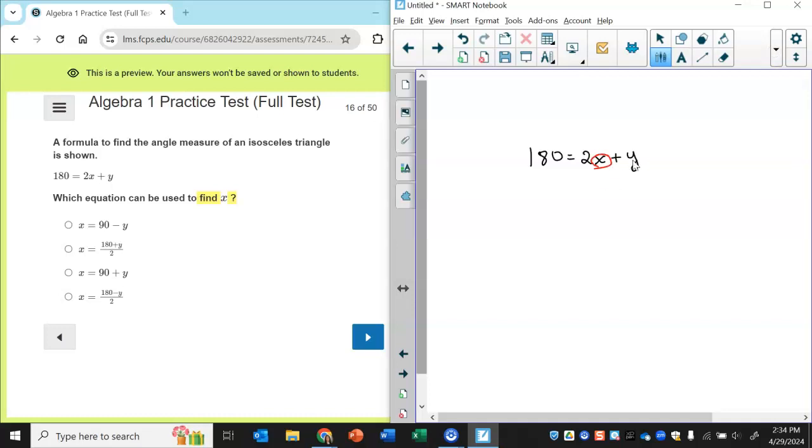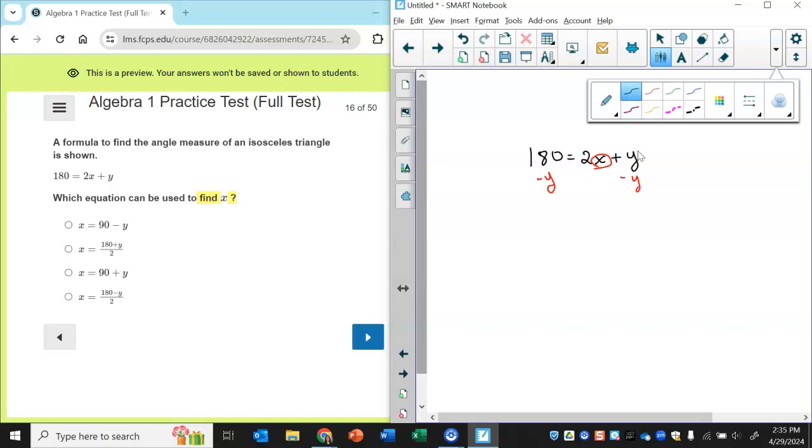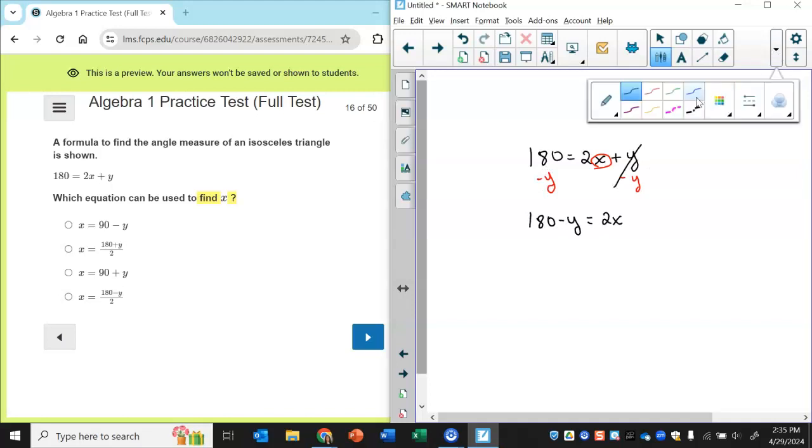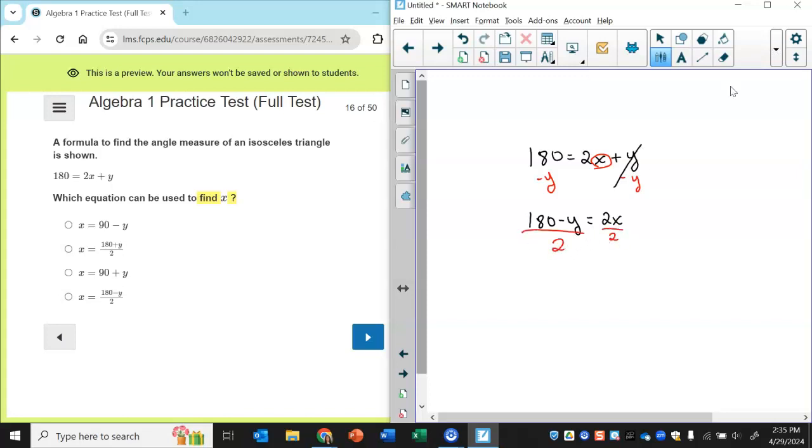So basically what I'm trying to do is move everything over and then just keep x by itself. To do that, I need to first undo whatever is being added or subtracted. So I'm going to subtract y on both sides. So that gets crossed out. So here I'm just going to write 180 minus y equals 2x. And then I'm going to go ahead and divide out the 2 to get x by itself. Okay? And that's about it.